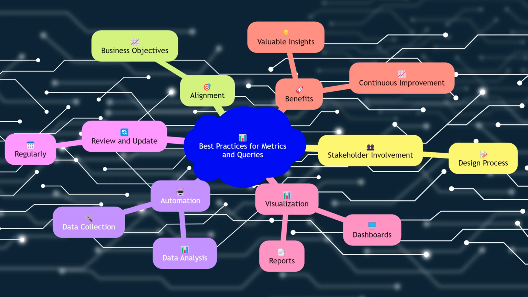To ensure the effectiveness of metrics and queries, teams should follow best practices. These include involving stakeholders in the design process, aligning metrics and queries with business objectives, using automated tools for data collection and analysis, and regularly reviewing and updating metrics and queries. Additionally, teams should create dashboards and reports to visualize metrics and make them easily accessible. By following these best practices, teams can ensure that their metrics and queries provide valuable insights and drive continuous improvement.